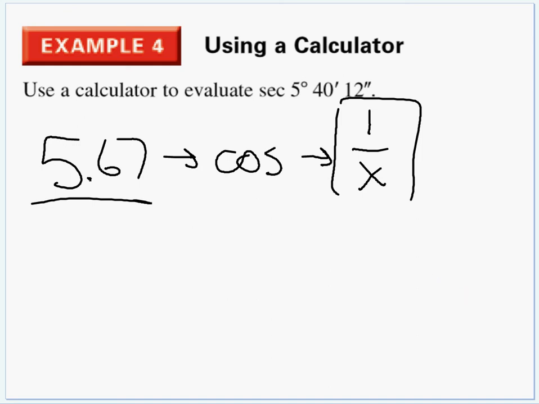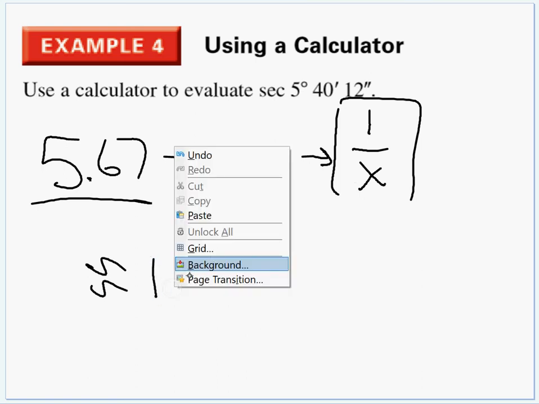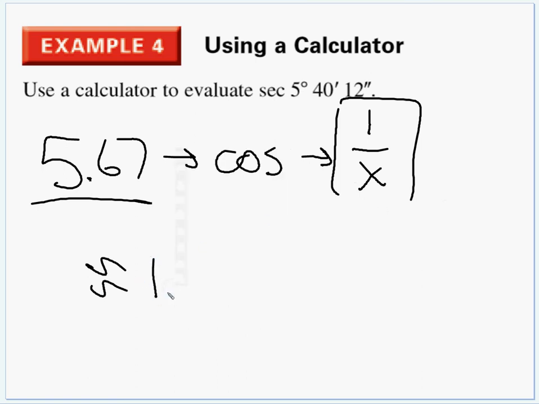So if you punch that in, again, cos of 5.67, and then hit the reciprocal key, you're going to get approximately, I'm going to round this off, 1.0049 or 1.005.